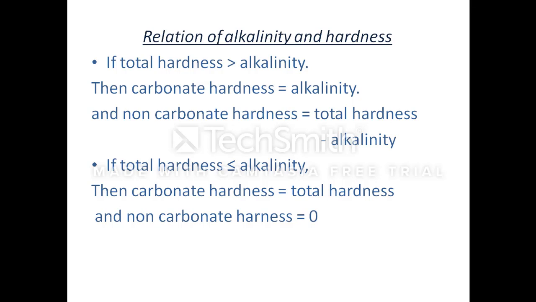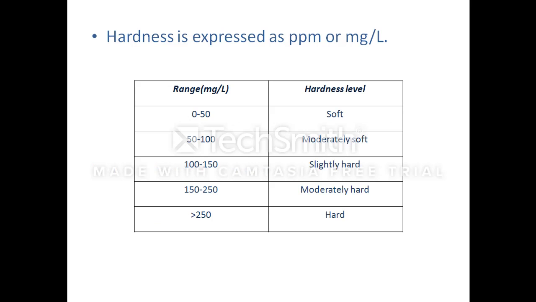Or we can say the non-carbonate hardness is equal to total hardness minus alkalinity, because alkalinity is equal to carbonate hardness. Now, if the total hardness is less than or equal to alkalinity, then carbonate hardness is equal to total hardness, and non-carbonate hardness in water would be equal to 0. The hardness is expressed as parts per million or milligram per liter.